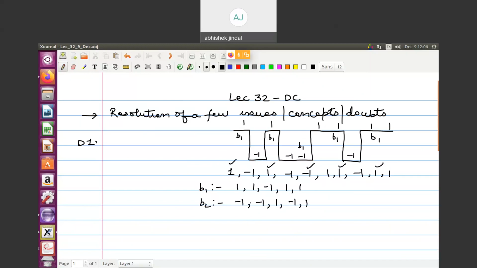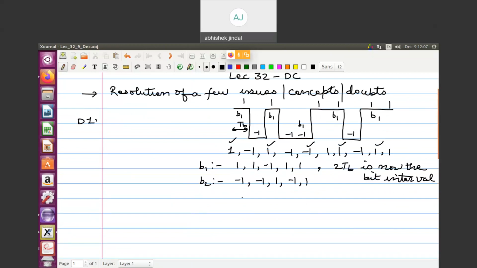Okay, but the impact of this is that if this bit interval was TB, the bit interval for B1 will be 2 TB. Why? Because let us say for this duration, this -1 goes to the second stream. Okay, so now this +1 is present for 2 bit times, and then +1 is present for another 2 bit times. So this is, let us say, TB.